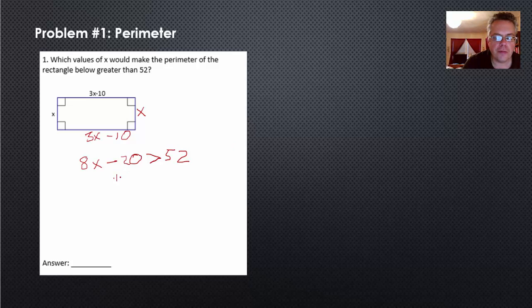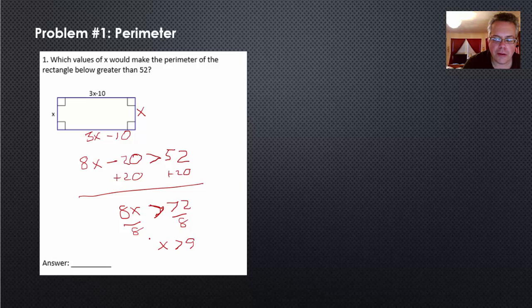So here we go. Add 20 to both sides. And we get 8x is greater than 72. Oh, that is a really pathetic greater than sign. There we go. Divide both sides by 8. We don't have to flip because we're dividing by a positive number. We get x is greater than 9. So that's the answer, x greater than 9.